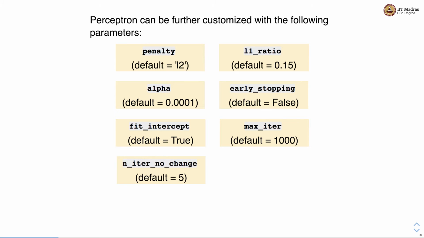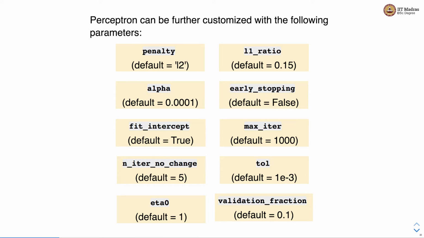We can also specify the number of iterations with no change in order to set the early stopping criteria. And then we can also set tolerance, initial learning rate and validation fraction. So you may recall that most of these arguments are very similar to the arguments you used in SGD regressor during the linear regression module.